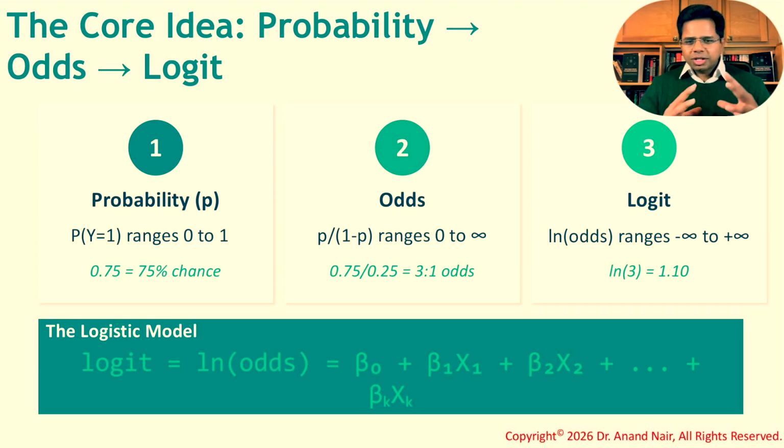Step 2. We convert to odds. Odds is equal to P divided by 1 minus P. If P is equal to 0.75, odds is equal to 0.75 divided by 0.25, which is equal to 3. This means 3 to 1 odds in favor. Now we can go from 0 to infinity, but not negative. Step 3, we take the natural log. This is the Logit. Now we can go from negative infinity to positive infinity. A Logit of 0 means 50-50 odds. The magic: the Logit can be modeled as a linear function of our predictors. Each coefficient tells us how much each predictor affects the log odds.